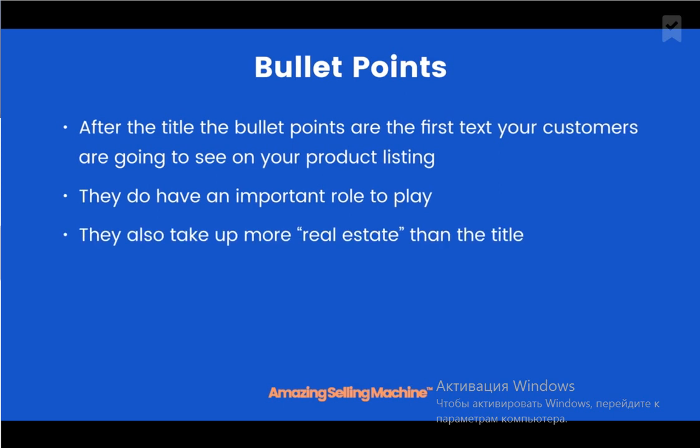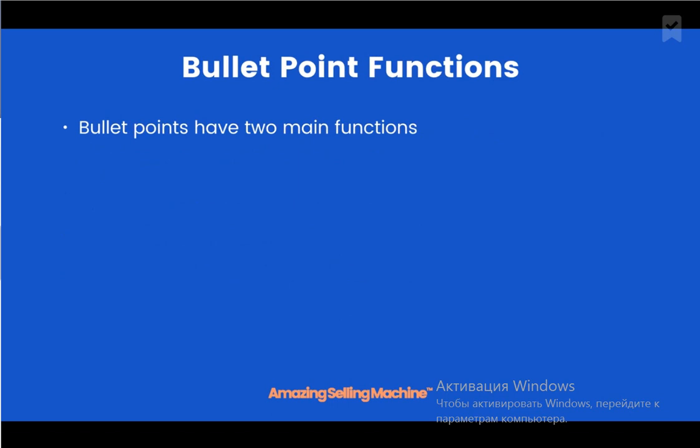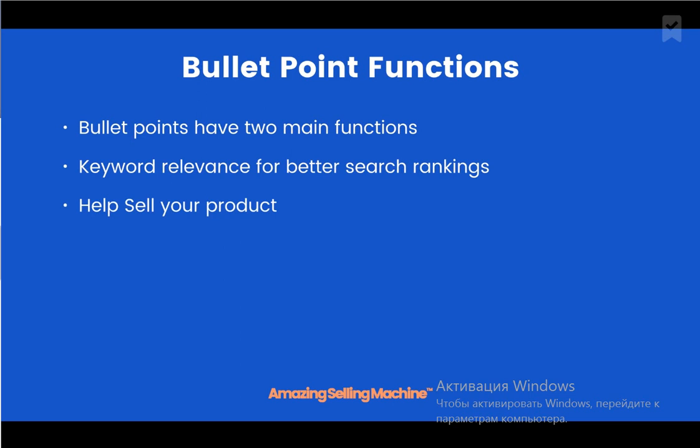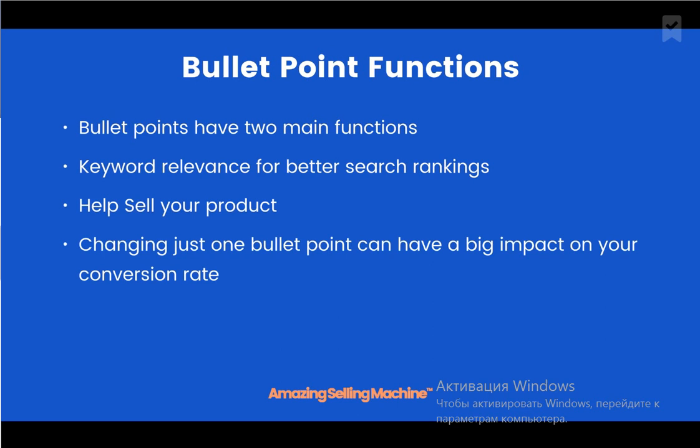They also take up more real estate than the title. This is because bullet points have a limit of 500 characters and not 200, and there are also 5 of them. Bullet points have 2 main functions. Keyword relevance for better search rankings, and this is similar to the title. We want to include all our main keywords in our bullet points. And secondly, to help sell your product. You can use the bullet points to help increase your conversion. Changing just one bullet point can have a big impact on your conversion rate.